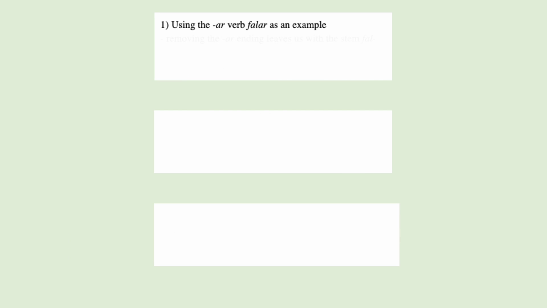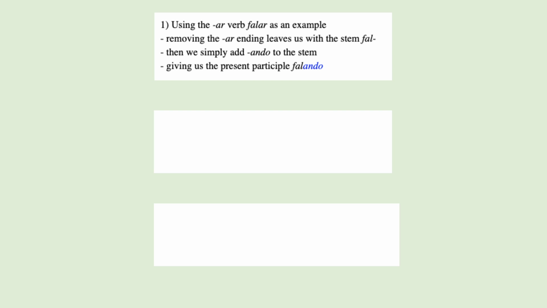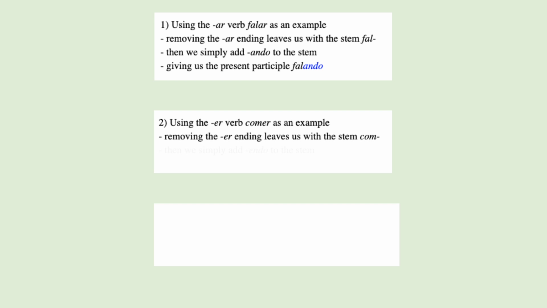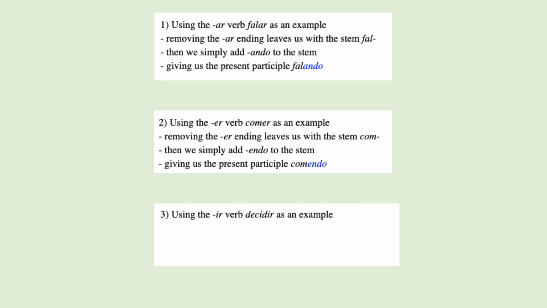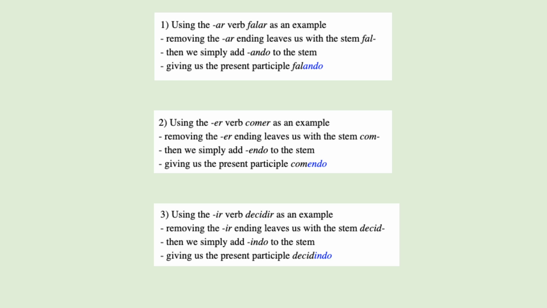For the verb falar, we remove the AR ending and add ando to the stem, giving us the present participle falando. For comer, we remove the ER ending, we add endo to the stem, giving us the present participle comendo. And for decidir, we remove the IR ending, we add indo to the stem, and we obtain the present participle decidindo. And there you have it, a very quick summary of Portuguese present participles.